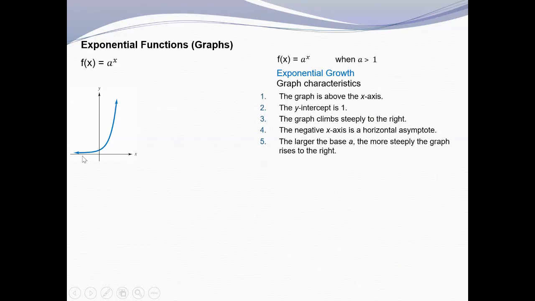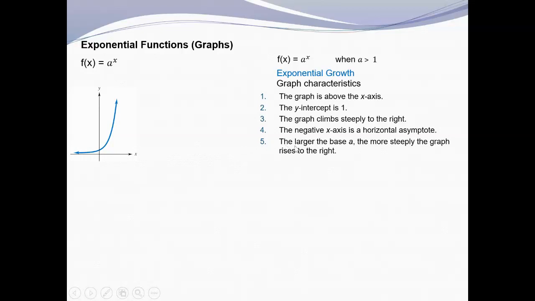First of all, the graph is above the x-axis. This is the x-axis. The graph is above the x-axis. The y-intercept is always 1 because when x is 0, y will always be 1. The graph climbs steeply to the right. As it goes right, it goes steeper and steeper and steeper. That means exponential. The negative x-axis is the horizontal asymptote. You see this, the negative x-axis will be the horizontal asymptote, because the graph will never reach 0. It will get closer and closer to y equals 0.